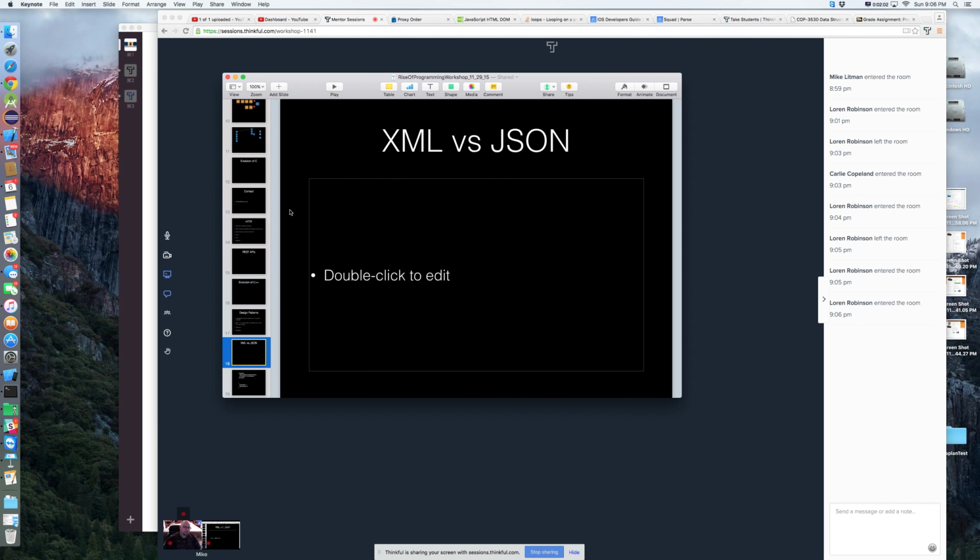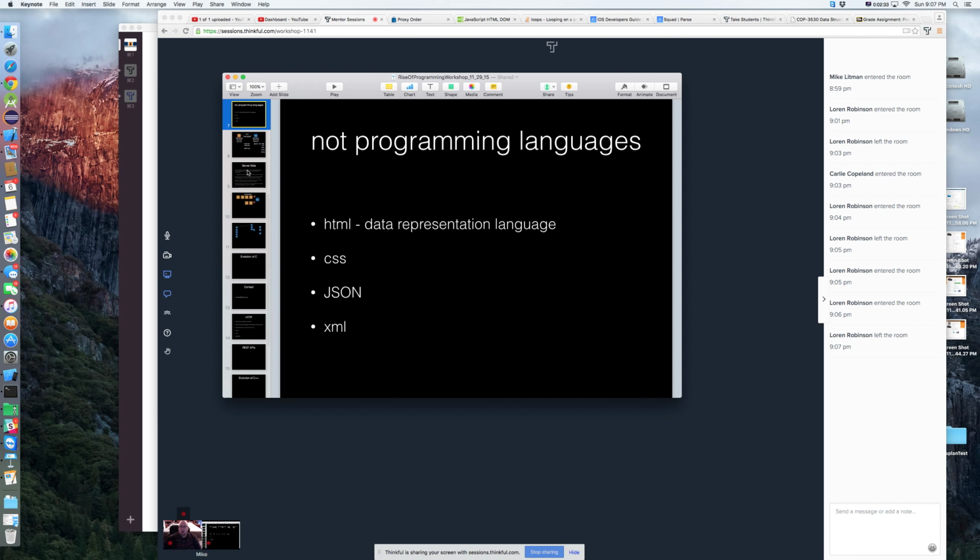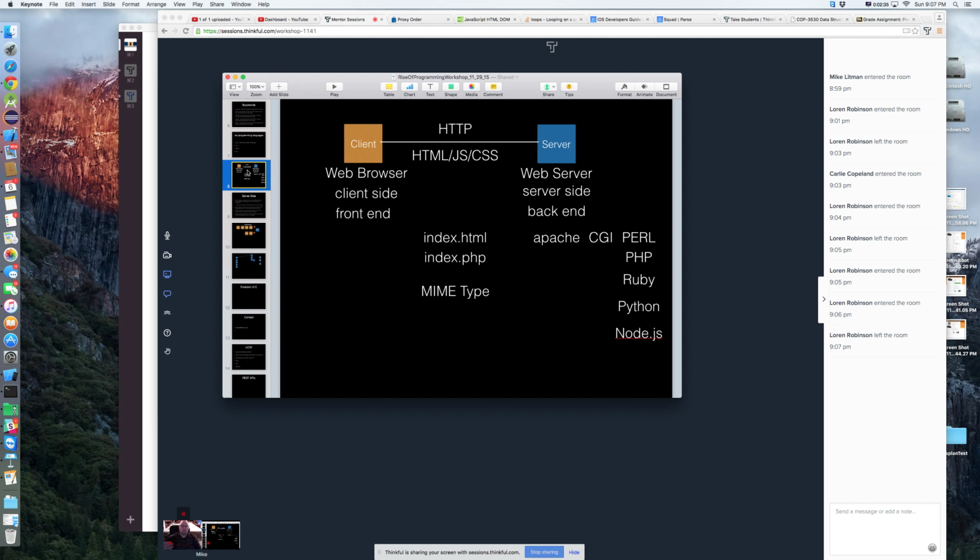Last time we were talking about XML versus JSON. We looked at an example of a fraction in XML and a fraction in JSON. So if you had one computer program that wanted to send data to another computer program using XML and that data happened to be a fraction, it might send it in this format, whereas in JSON, it might look in that format. Both of these are data representation languages. They're ways of organizing and structuring data so we can send it from point A to point B.